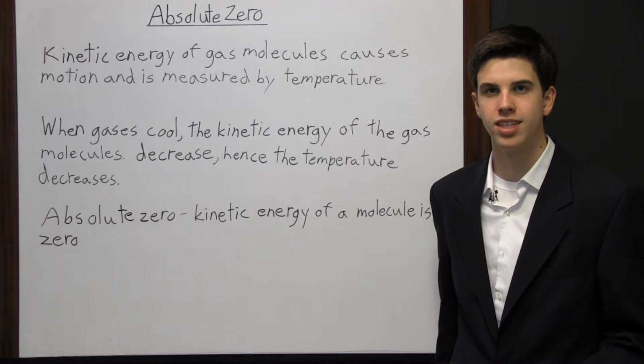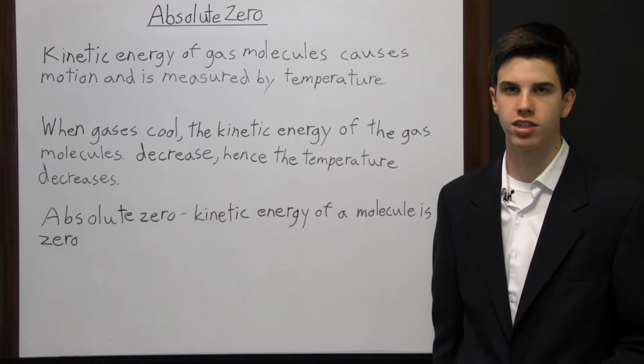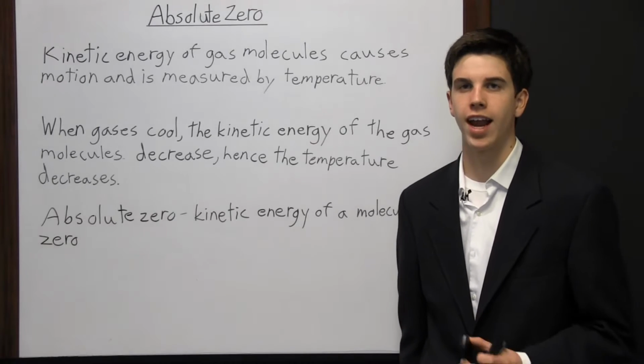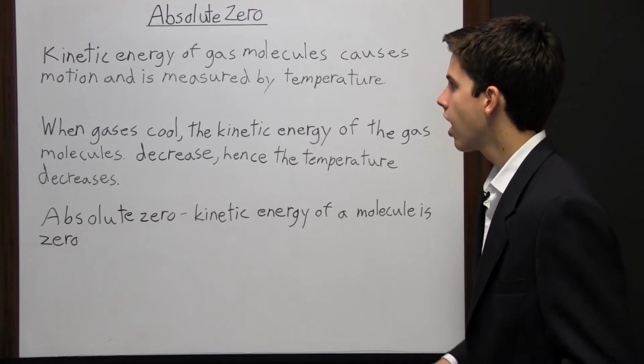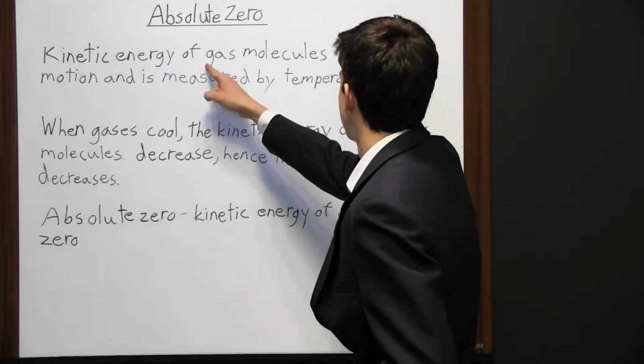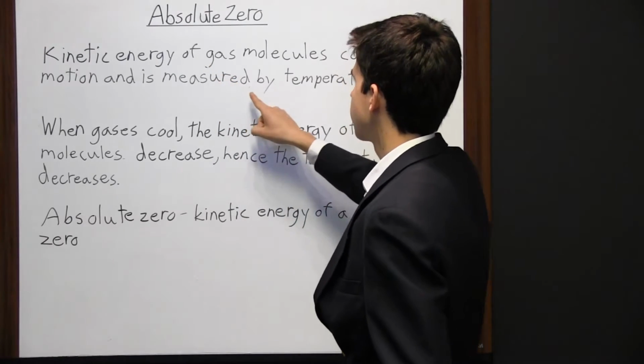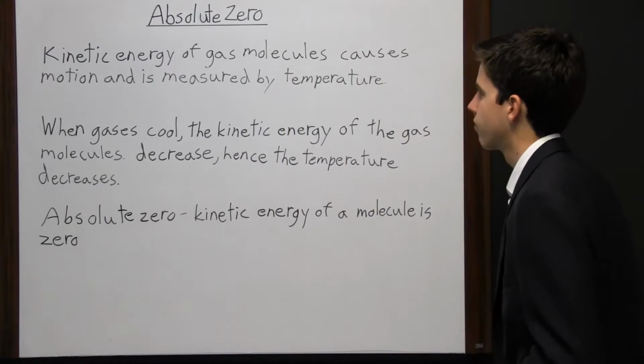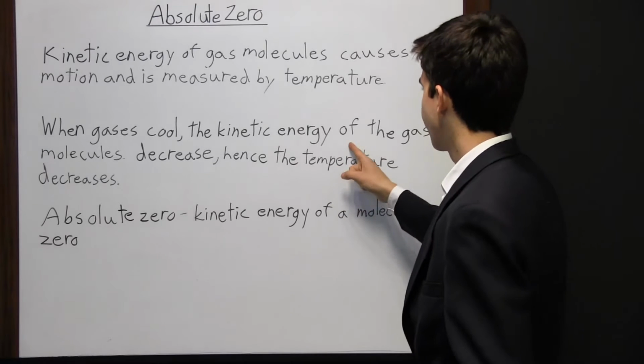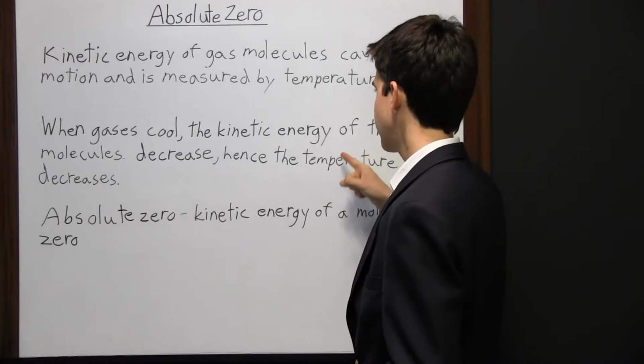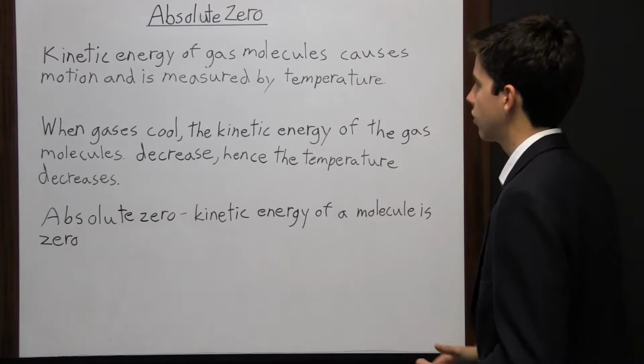Absolute zero is the temperature of 0 degrees Kelvin. But I first want to look at how we get to that temperature. All right, so kinetic energy of gas molecules causes motion and is measured by temperature. And when gases cool, the kinetic energy of the gas molecules decreases, hence the temperature decreases.